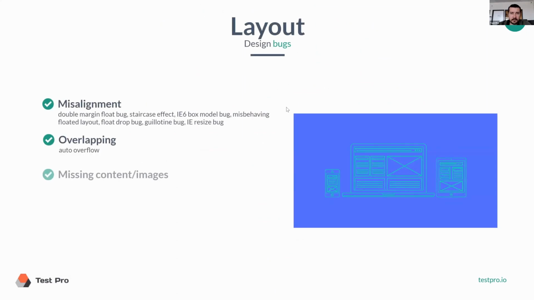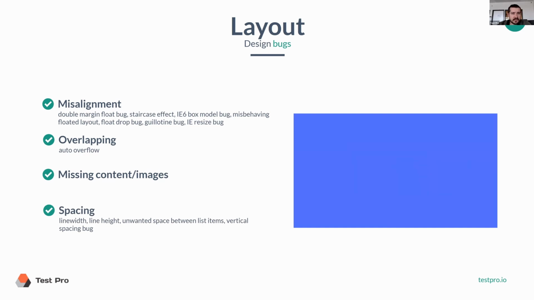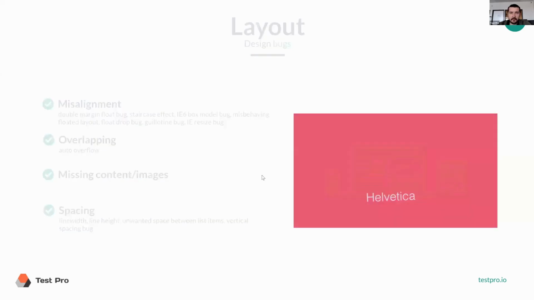So layout defects are usually the following: misalignment, like staircase effect, or resize defects, overlapping like the one that I showed you already, missing content or images, or sometimes spacing, like unwanted space, like two or three spaces, or vertical spacings, and so on.